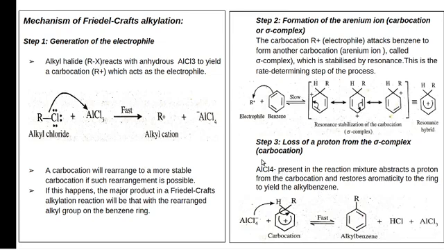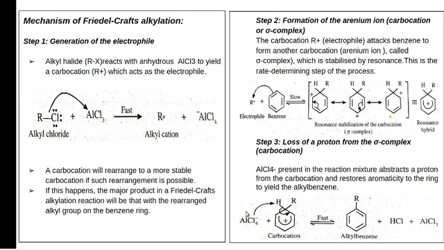So AlCl4 minus, that is formed in the first step of the reaction, abstracts a proton from the carbocation. This is the structure of carbocation. Resonance hybrid structure is shown here. This AlCl4 minus will act as a base and will abstract a proton from the carbocation and produces alkyl benzene by restoring the aromaticity to the ring.